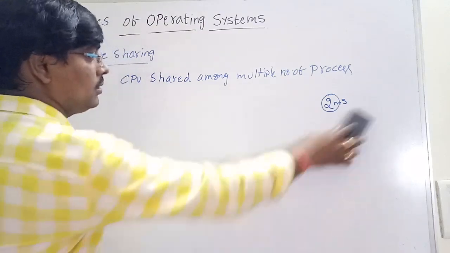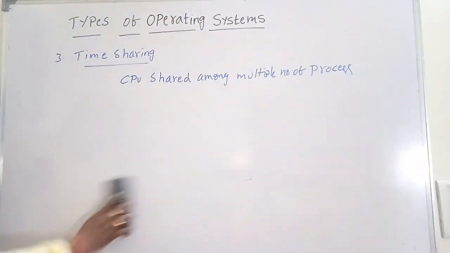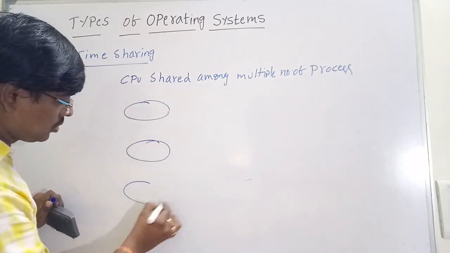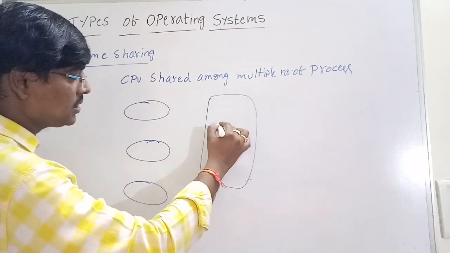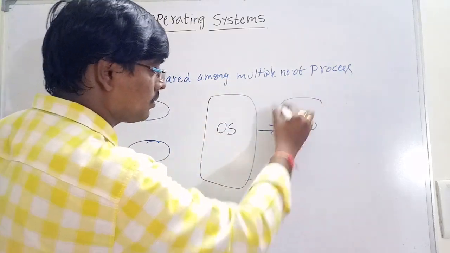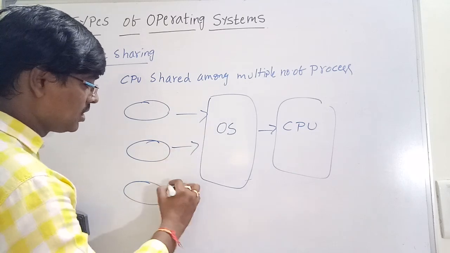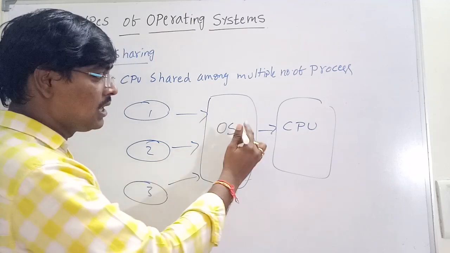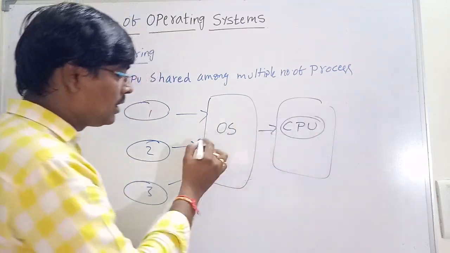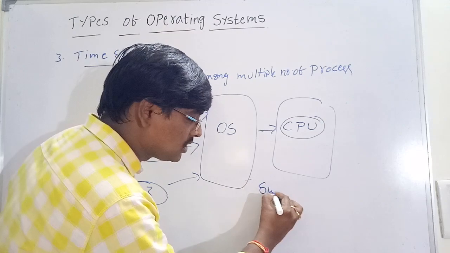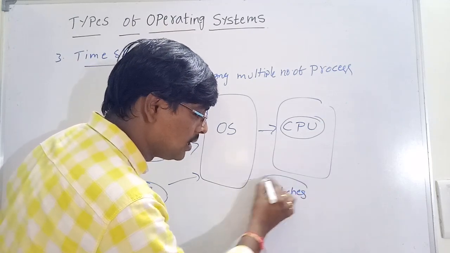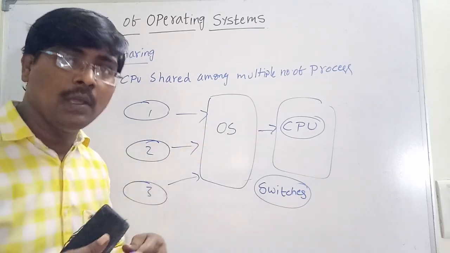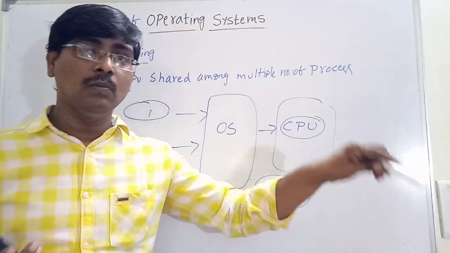Okay. See the diagram. Suppose a simple diagram. Job 1, job 2, job 3. Simply, the OS allocates the CPU. This is one job, another job, job 3. All the jobs are entered into the OS. The OS allocates the CPU. Here, how does the CPU execute? Simply switches among the jobs. That is, one job is moved to another. After completion of one job, it moves to another job. After completion of that one, it moves to another job.